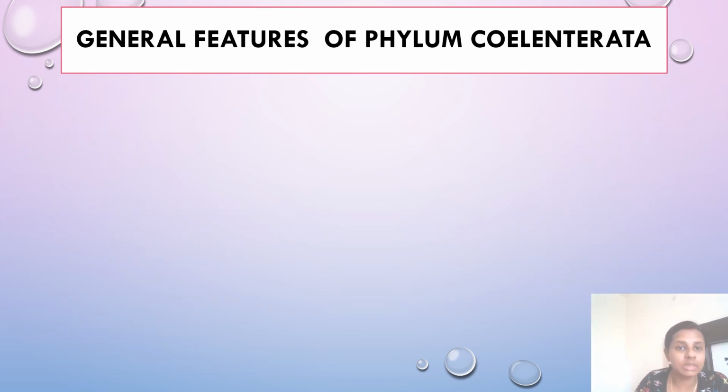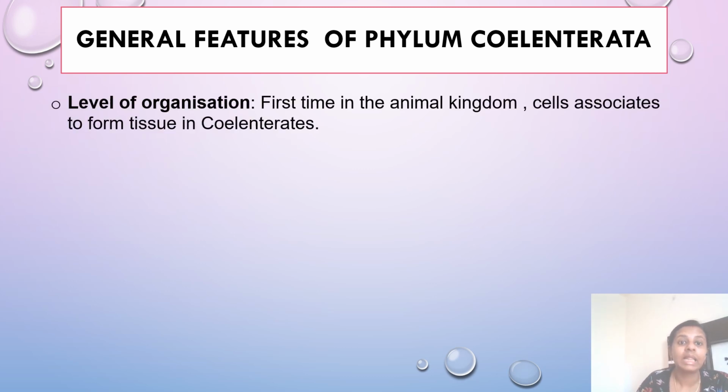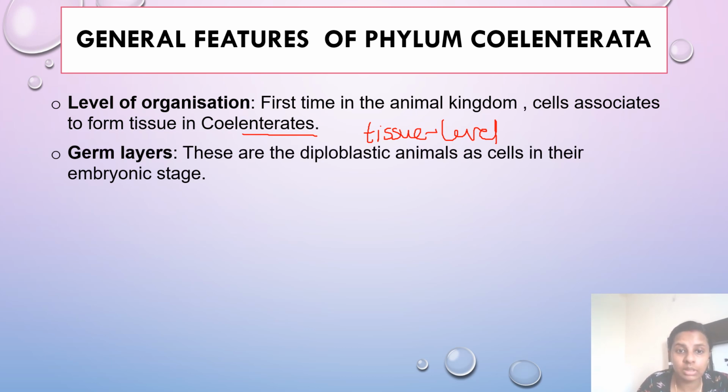Now let's talk about some other general features. Level of organization: we know that for the first time in the animal kingdom, cells associate to form tissues in coelenterates, meaning they have a tissue level of organization. Now let's talk about the germ layers. We have learned about diploblastic and triploblastic animals. They are diploblastic in nature in their embryonic stage.